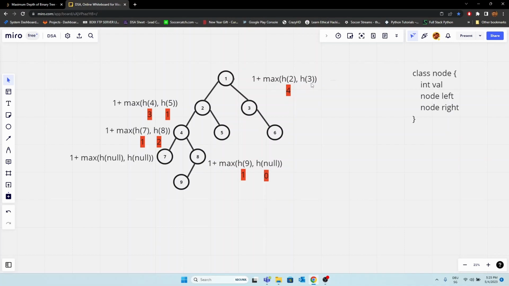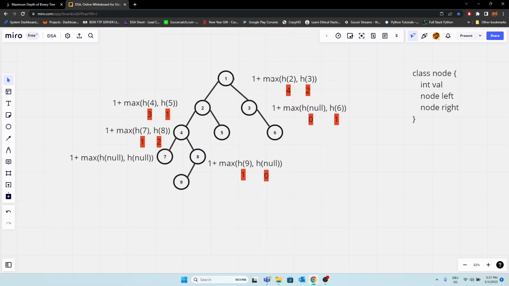Now it's time to call the method h3. As we can see, node 3 doesn't have any left child but has a right child, so its equation will be 1 plus maximum of h of null and h of 6. We already know that h of null will return 0, and h of 6, node 6 being a leaf node, doesn't have any left or right child, so h of 6 will simply return 1. This h of 3 will return what? 1 plus maximum between 0 and 1, that is 1. 1 plus 1 is 2.